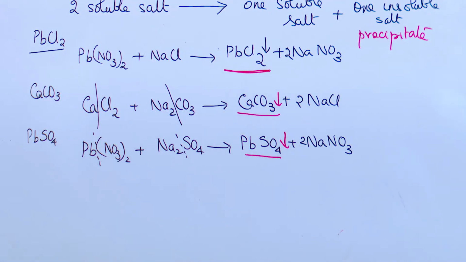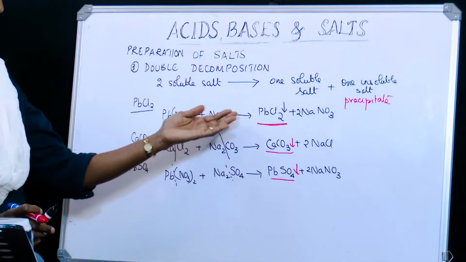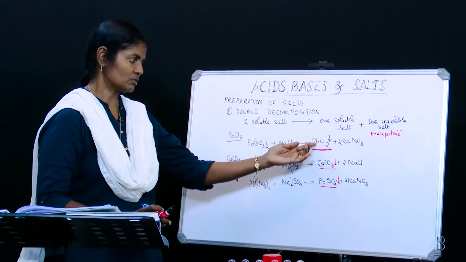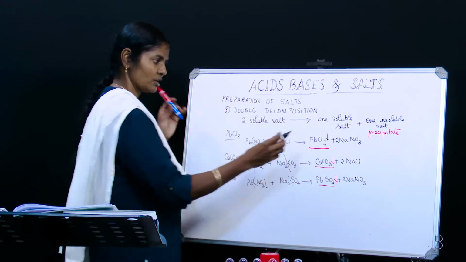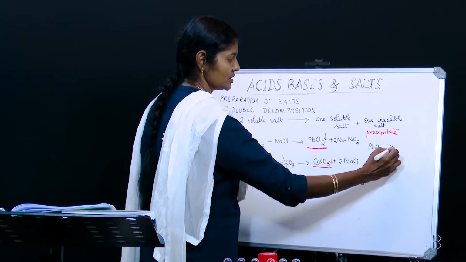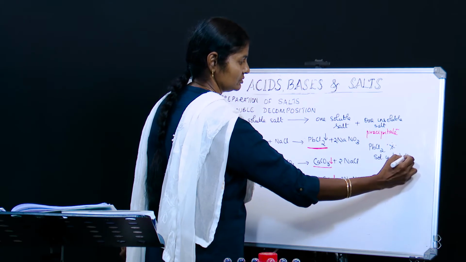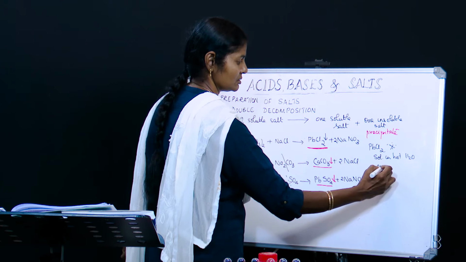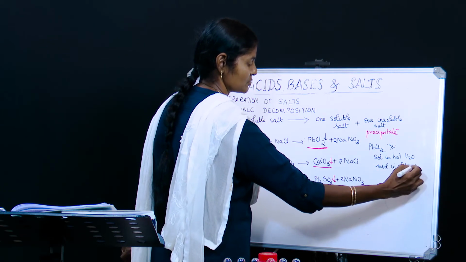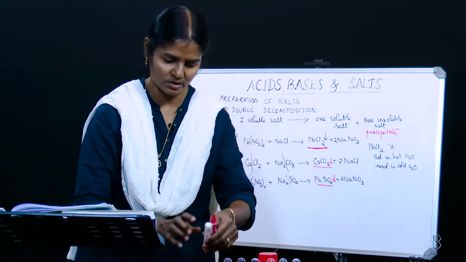One of the things we can see is we can add lead nitrate and sodium chloride and we'll see how we get lead chloride. One important thing we should remember about lead chloride is that it is soluble in hot water, insoluble in cold water. Okay, that we should remember. But lead nitrate is soluble in hot and cold water.